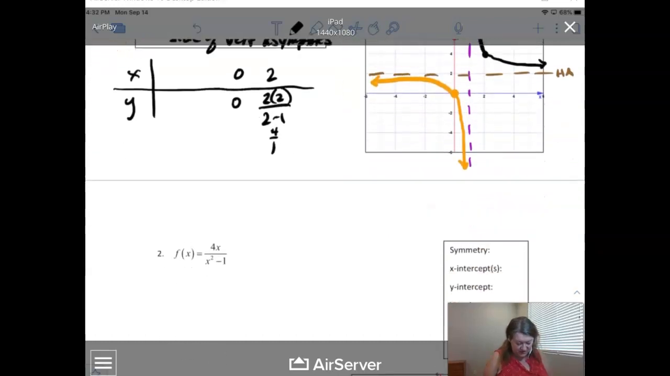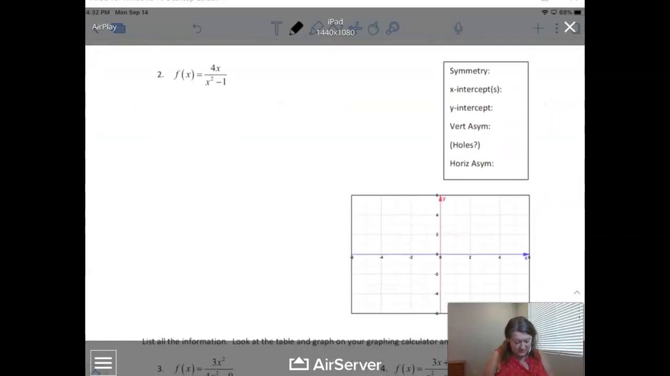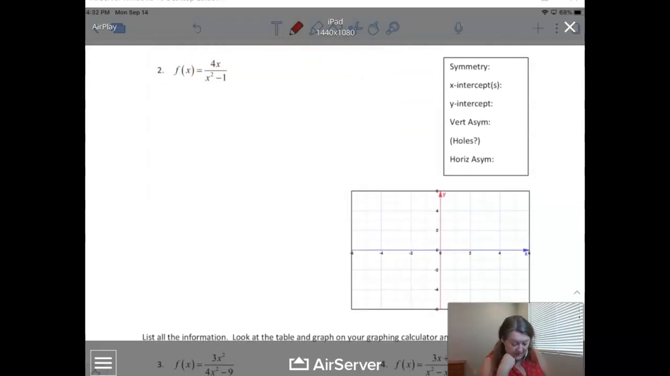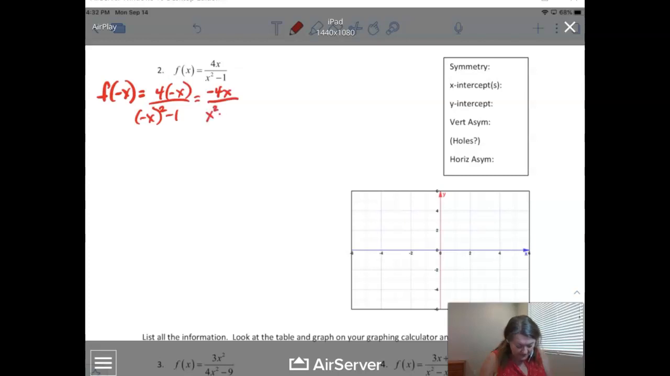So we're going to go and just practice a few more. Okay, so in this one, let's take a look for symmetry on this one. So remember, the key here is to start out with a negative x and plug it in. So if I plug in a negative x, I'm going to get 4 times negative x over negative x quantity squared minus 1. And when I simplify that, I'm going to get negative 4x over positive x squared minus 1. Okay, does that match the original? No. It does not match the original, so it's not even. Okay, so if it matched this, we would have said even, but it's not.